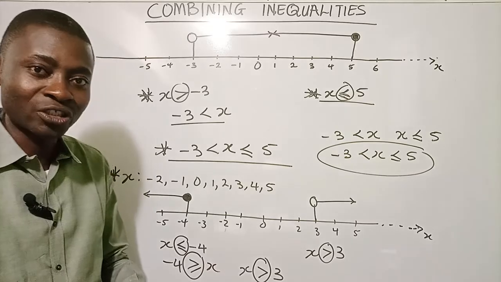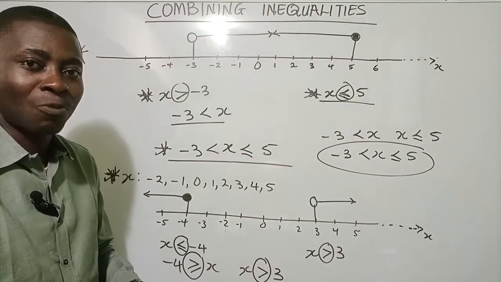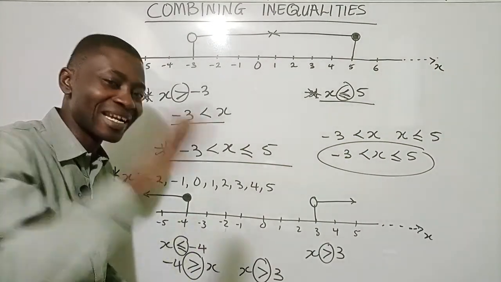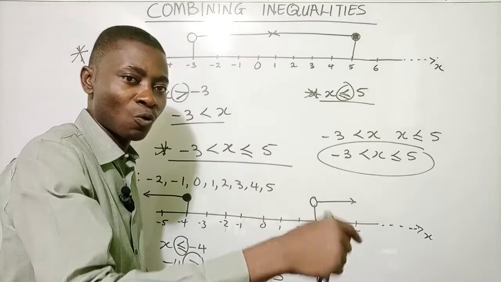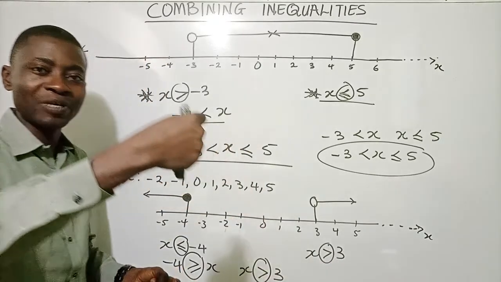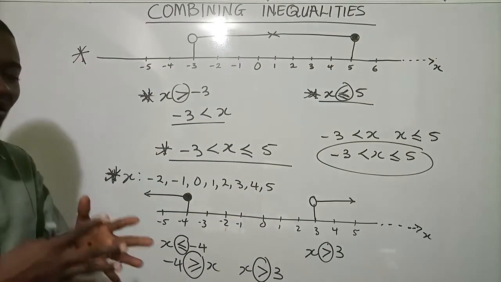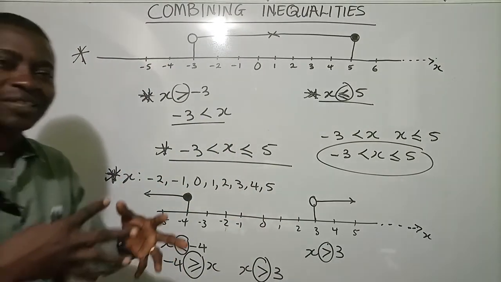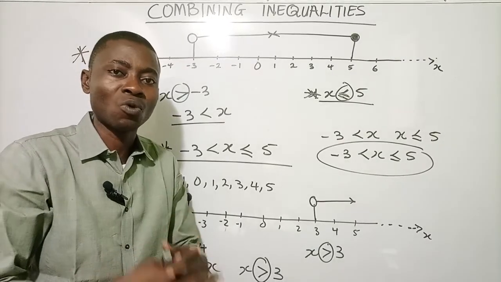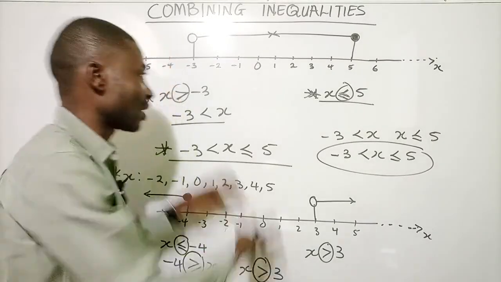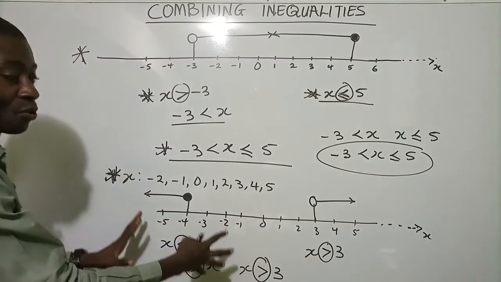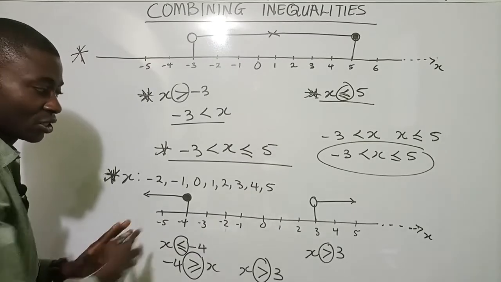Now, what is the second condition again? The first one must be greater than, while the second inequality must be less than. It's only on these two conditions that two inequalities can be combined, just like what we have demonstrated from the board in our class today.